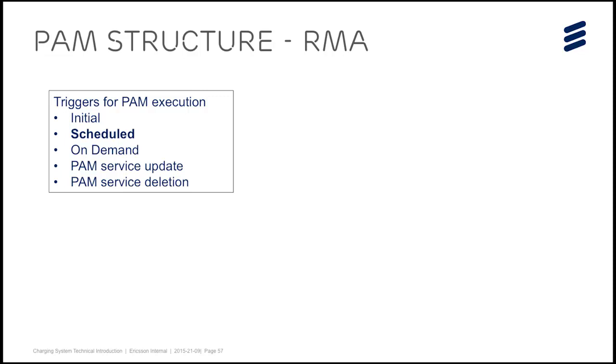Evaluation of the PAM structure can be triggered by the following events. Initial, when setting the PAM service to a subscriber. Scheduled, performed automatically for all subscribers. On demand, can be triggered from customer care as an exceptional action. And PAM service update and PAM service deletion.